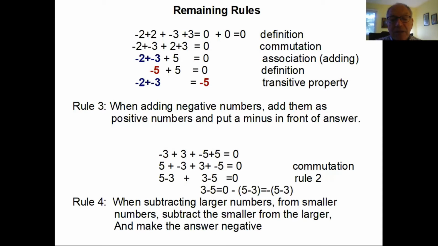Well, we could rearrange them in another way. 5 plus -3 and 3 plus -5. But we know when we add a negative number, in rule 2, that's the same as subtracting a positive number. Okay, and now we take the 5 minus 3 over to the other side, reverse addition, and we get that 3 minus 5 is equal to 0 minus 5 minus 3. Well, 5 minus 3 is 2, and 0 minus 2 is -2. So we see that when subtracting larger numbers from smaller numbers, subtract the smaller number from the larger and make the answer negative.